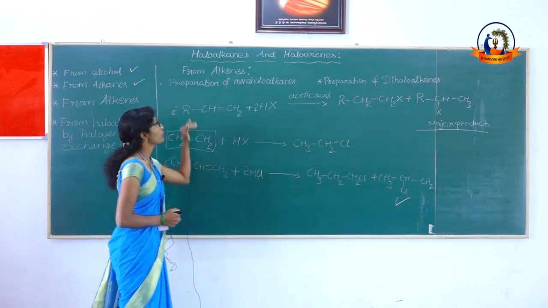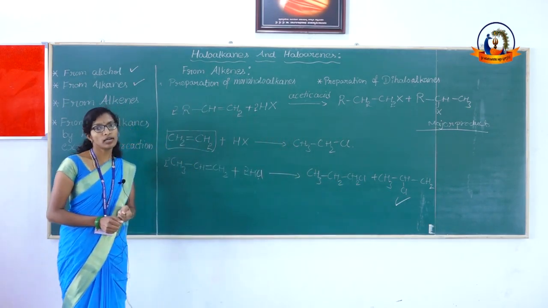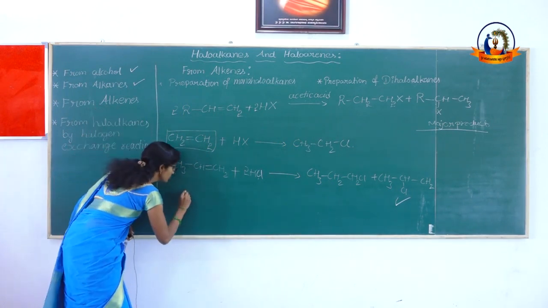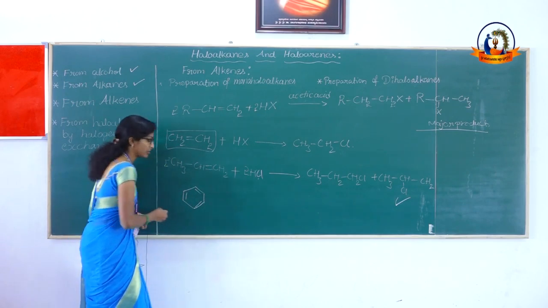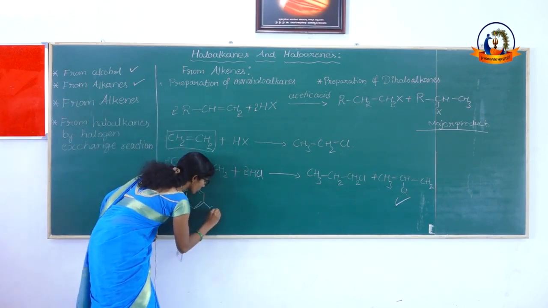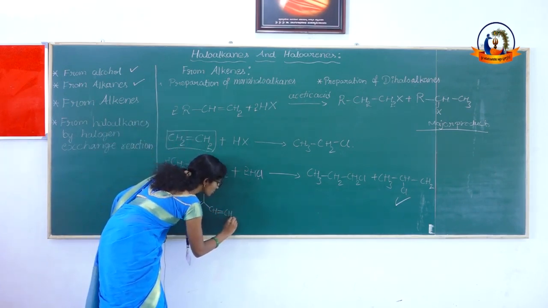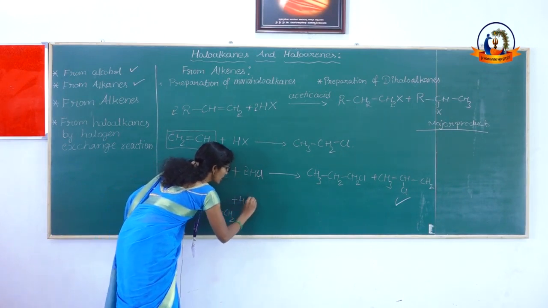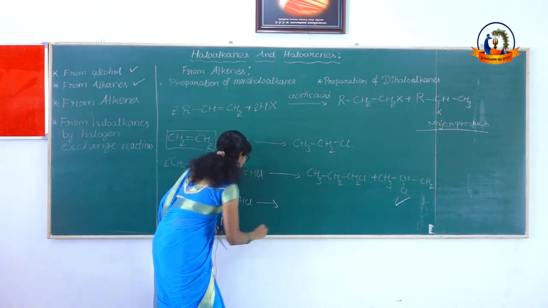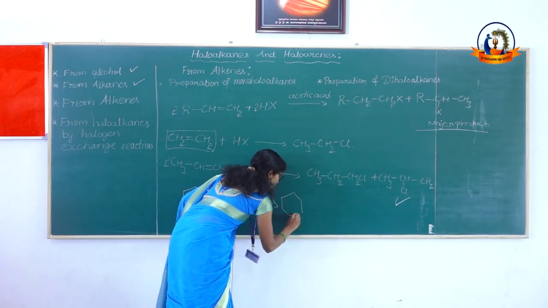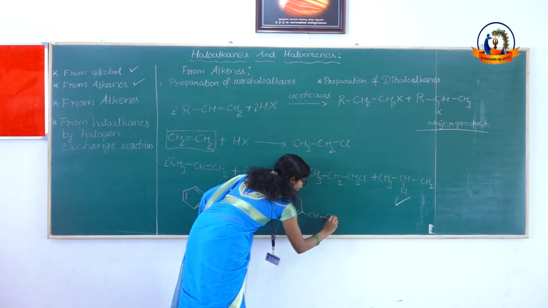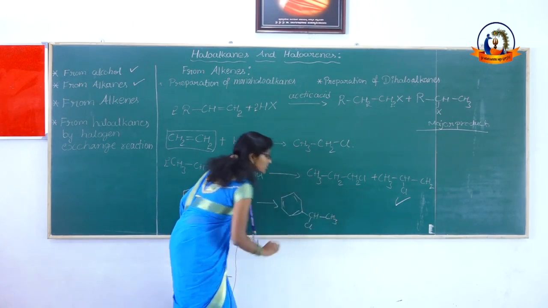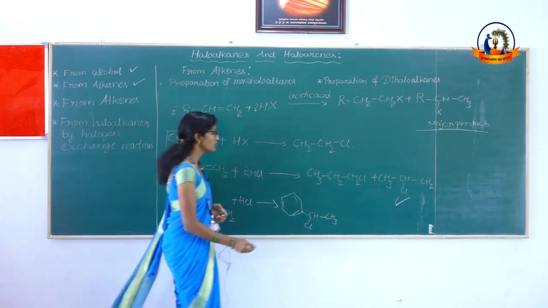This is about the preparation of monohaloalkanes. And another one, in the case of an aromatic ring, CH double bond CH2. This also reacts with HCl. It gives CH3CHCl. This is the major product.